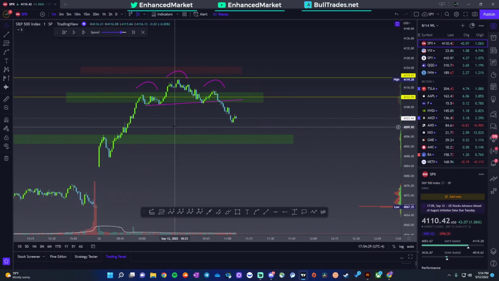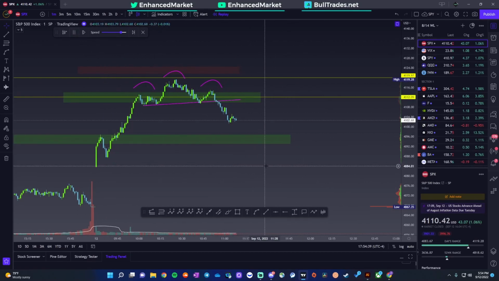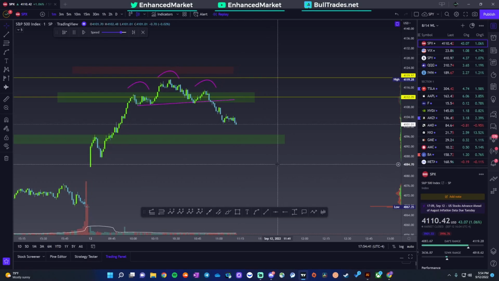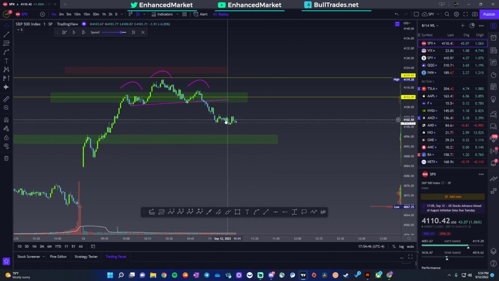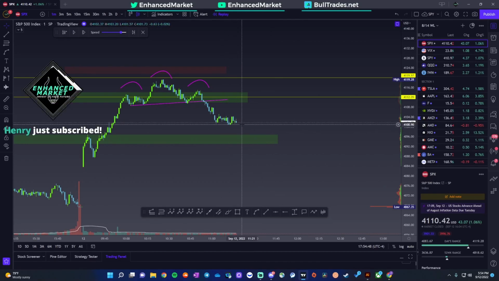It is on the 1 minute, so it's not that significant. But if you're scalping and day trading, it's pretty important. But this was the zone I was really looking for to go into the money. Let's hit play and see what happens here. At this point, this is where I should have taken profit. I continued to hold.